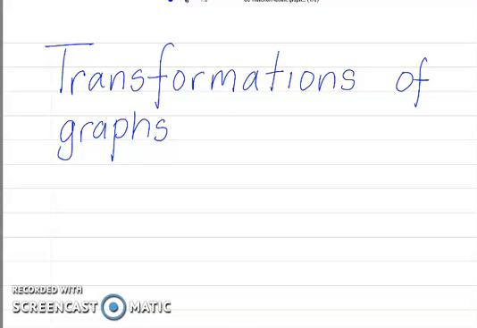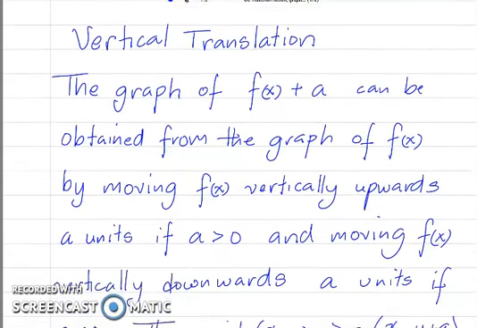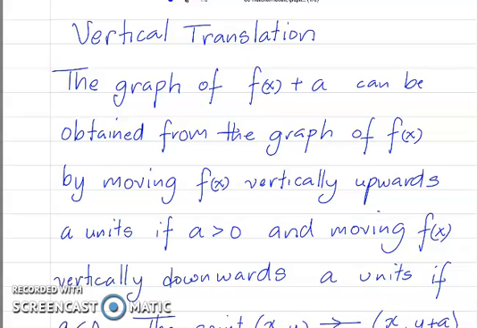All right, so let's have a look at transformations of graphs. And the first one we're going to look at is vertical translation. If you remember anything from C6, whenever you translate something, what you really do is move it in a straight line without turning.